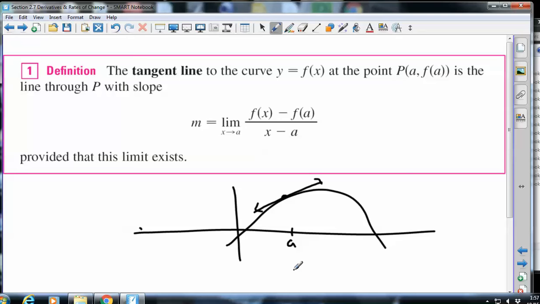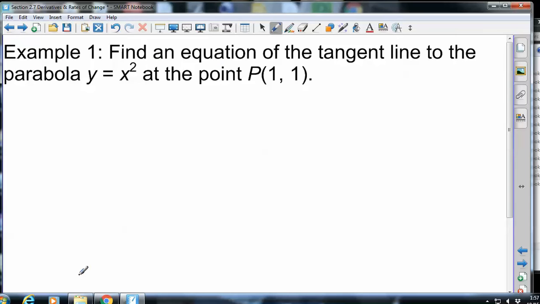Because my a was 2, we were doing the limit as x got closer to 2. So now that we know how to do limits, and we have all these algebra techniques for doing limits, we could skip all those tables and just treat it like a limit. So let's look at this.